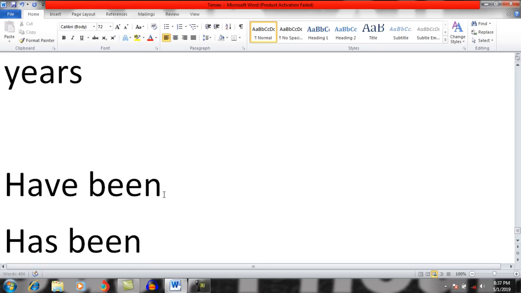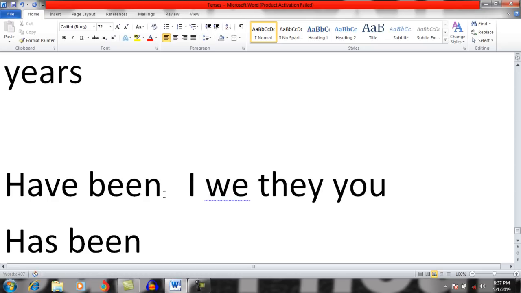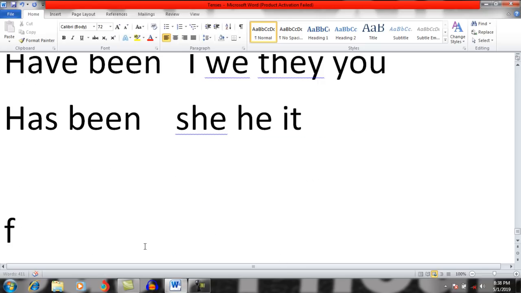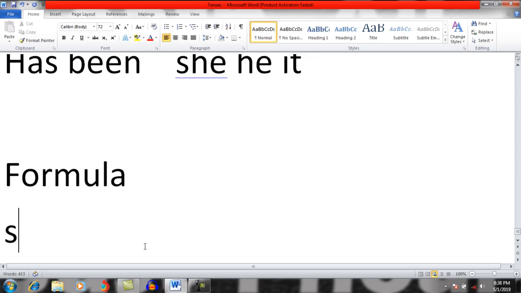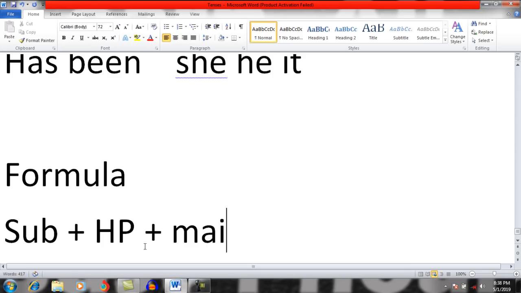We'll use have been with first person pronouns like I and we, with plural nouns, and with the second person pronoun. Has been we'll use with he, she, it, and singular nouns. The formula is a bit changed as compared to the last one: subject, then HP, which means helping verb plus main verb.